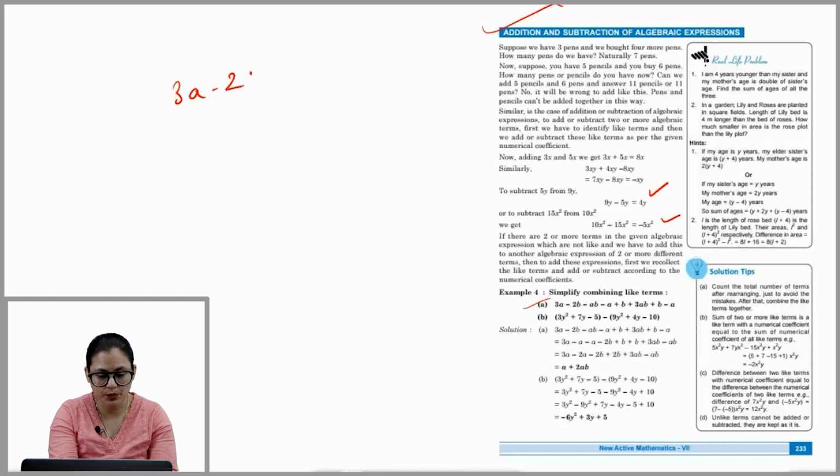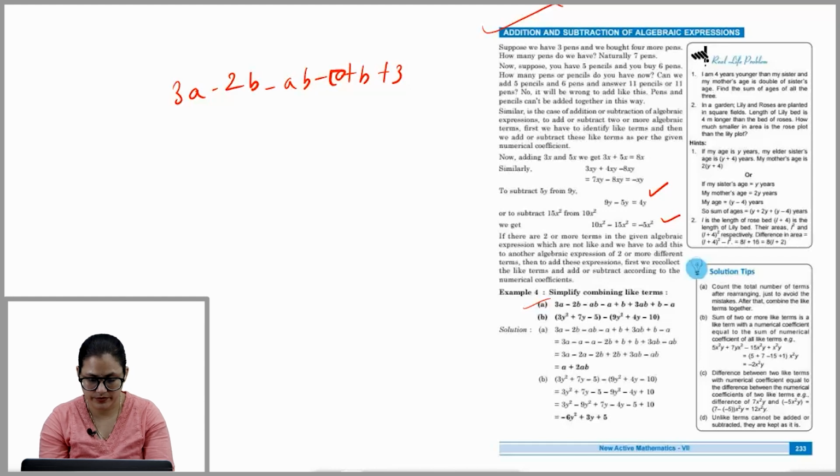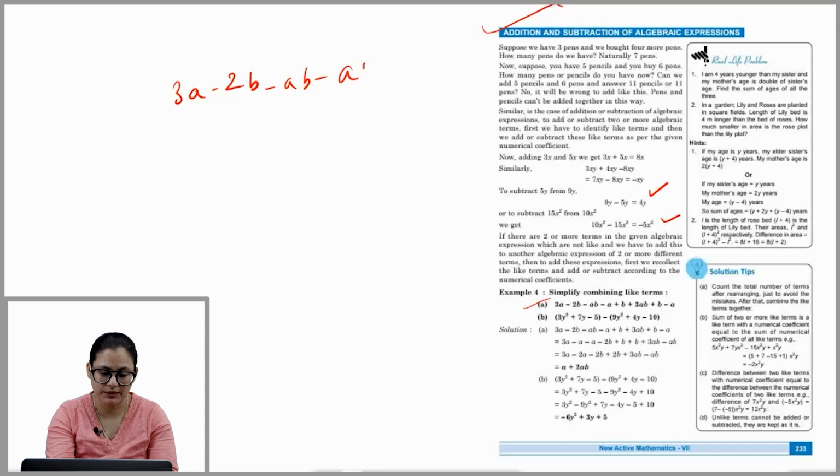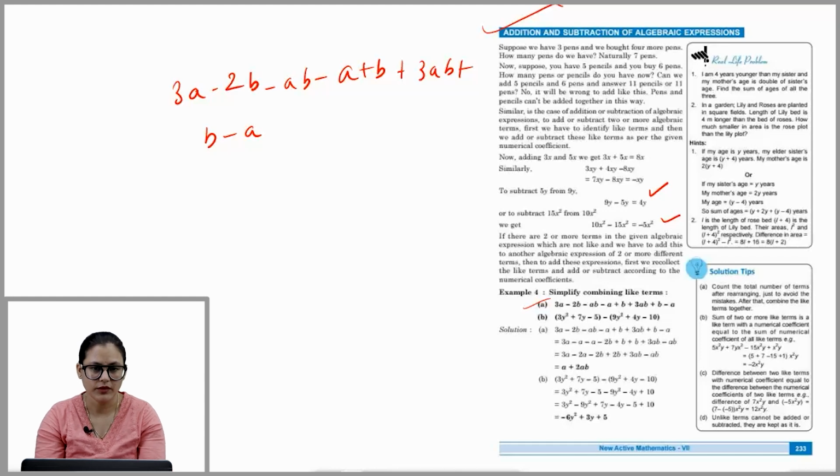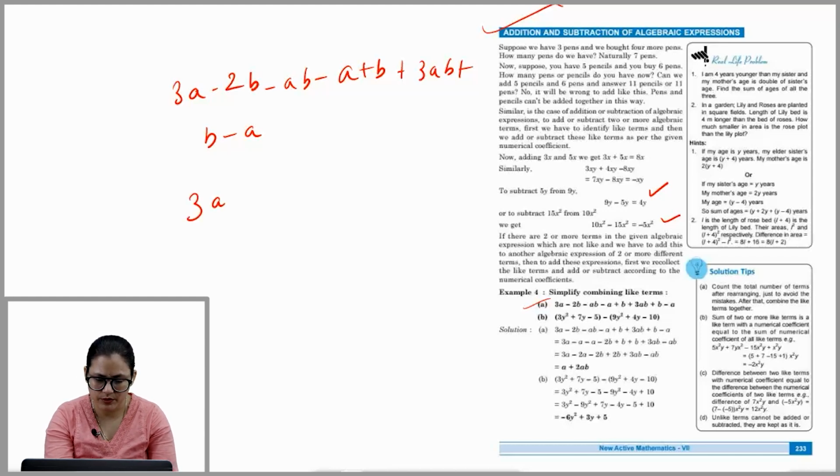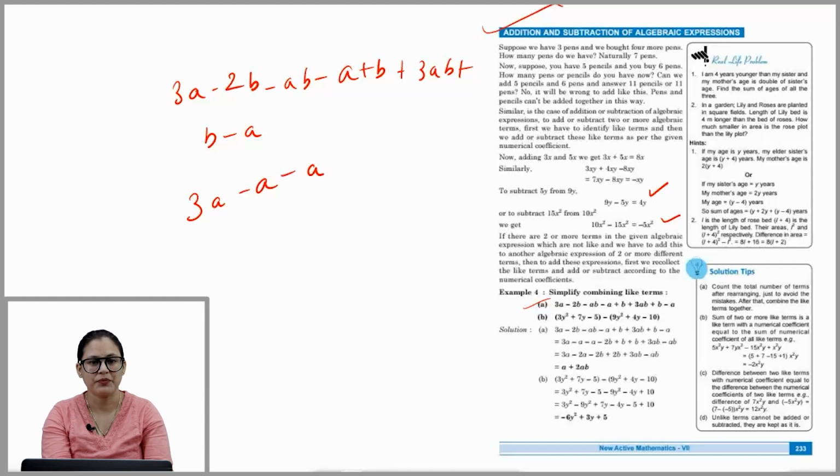3a minus 2b minus ab minus a plus b plus 3, okay, ab minus a plus b plus 3ab plus b minus a. Okay, so first we will write like terms together and then we'll add or subtract accordingly. 3a, then we have this minus a, and then this we have minus a. Okay, these are the like terms.